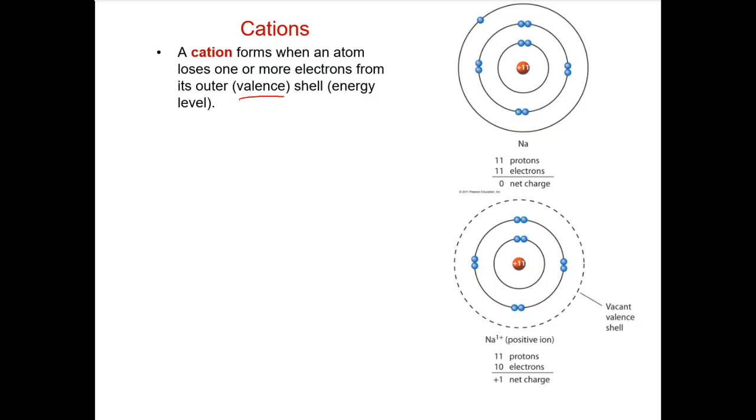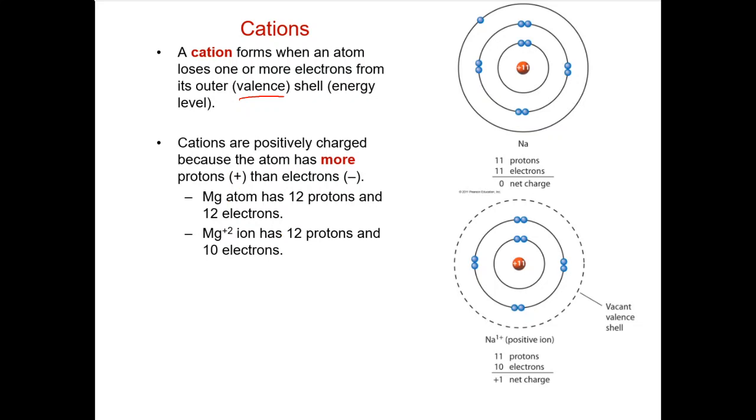Here we have the example of sodium becoming sodium 1+. Remember that cations are positively charged because the atom has one or more protons compared to the electrons. Here we have an example of magnesium. It normally has 12 protons and 12 electrons, but if we have Mg2+, magnesium 2+, it still has 12 protons, but now it only has 10 electrons, giving it an overall +2. This is typical with metal elements. Magnesium is a metal element.